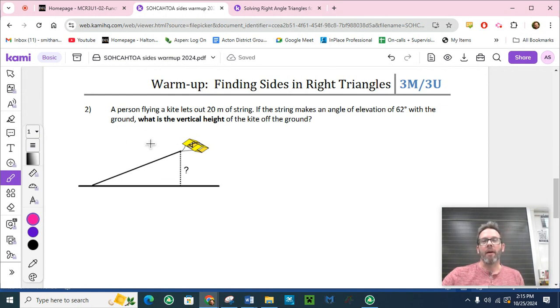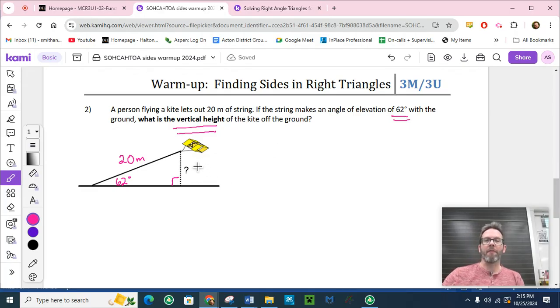But you guys have to decide where to put what. So the string would be your hypotenuse. Hopefully you figured out that much. I told you we're finding the vertical height, and I would have expected you to make this diagram. And the angle of elevation, 62 degrees. Remember, that's always from the horizontal upwards. And I think we're just using the sine ratio here.